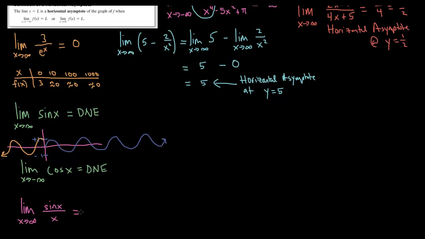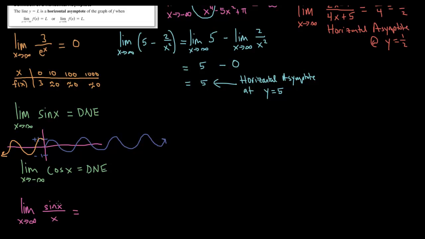Range is between -1 and +1. So at the very least, this is -1. At the very most, it's +1, even though x is increasing without bound. So x is getting huge, but sine of x at most is 1, and at least is -1.